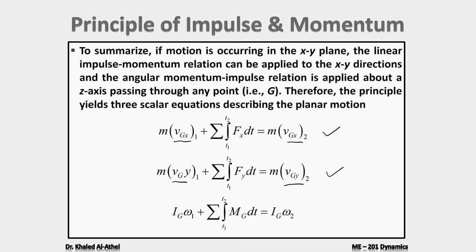And then you have the third equation, which is angular impulse and momentum, around either G, or you can do it around, let's say, point O, a different point. So here you have the option of doing it at two different points.